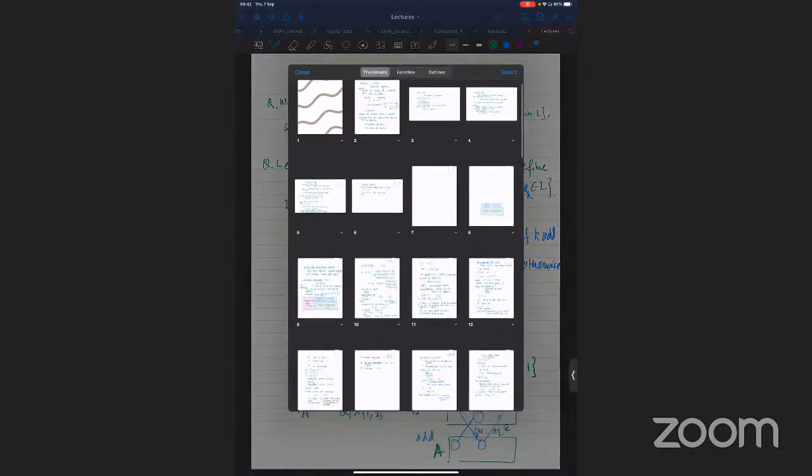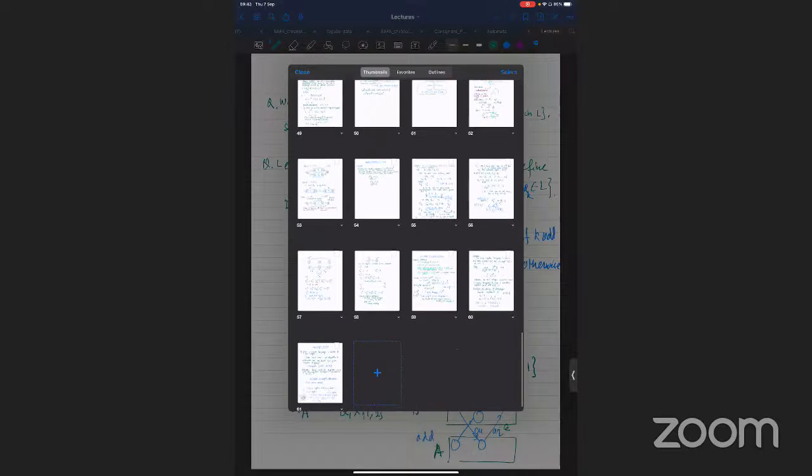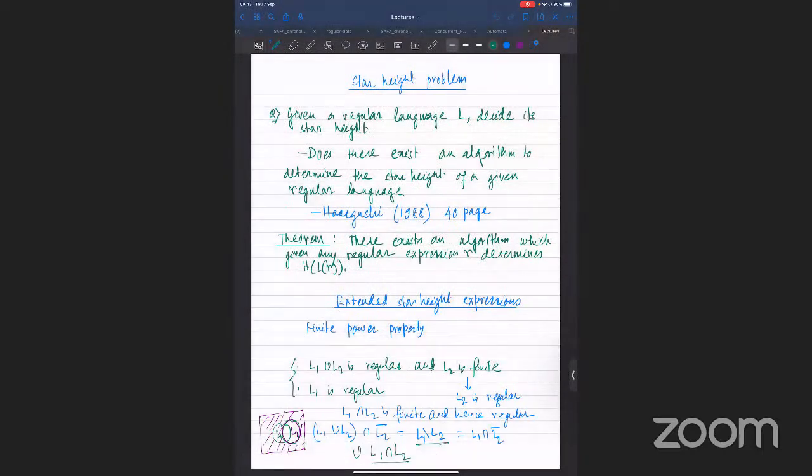Right? So this is what we discussed: if L1 union L2 is regular and L2 is finite, then show that L1 is regular. Correct. So what did we do? You can just draw a Venn diagram like this, and then try to figure out what kind of operations. If L2 is finite, of course it is regular.